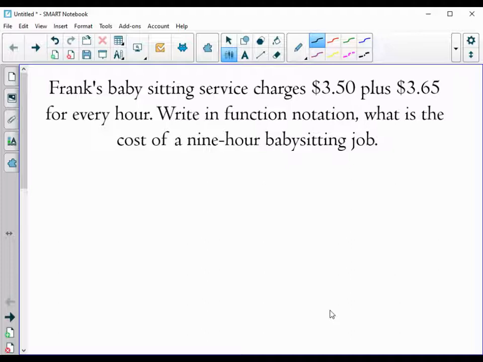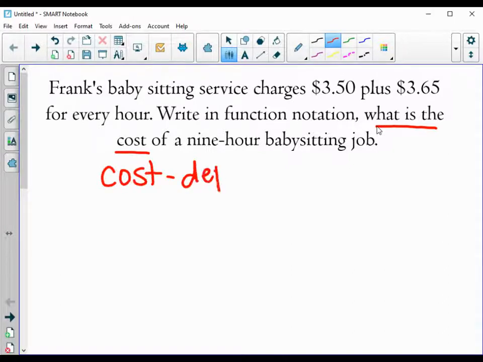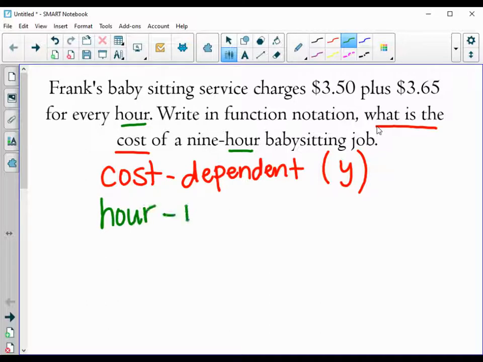Okay, so you want to ask yourself, what are your independent and dependent variables here? What's depending on the other? We're trying to determine the cost, so that tells you this is going to be your dependent. And if you remember, your dependent is your y values. The other thing in the problem is hours. We're trying to figure out the 9-hour babysitting job, so your hours is now going to be your independent, which is your x value.